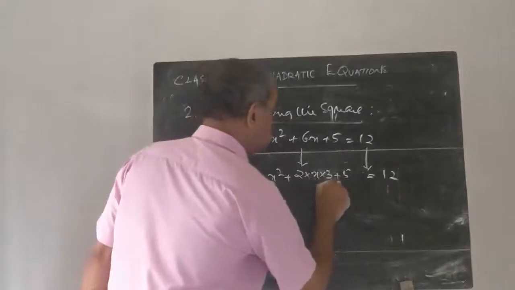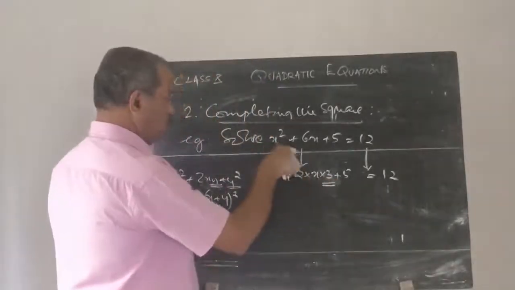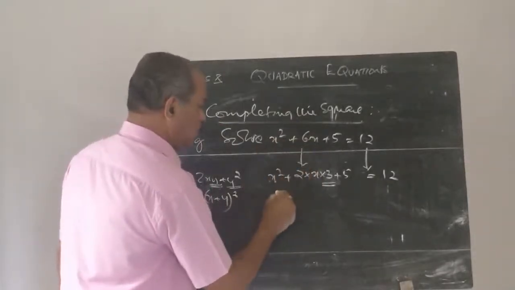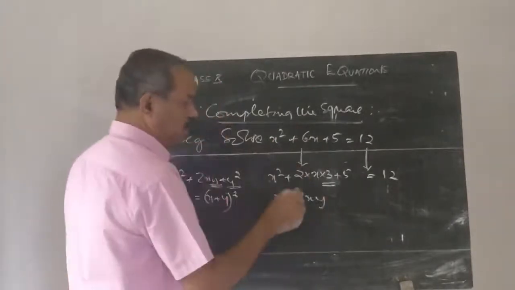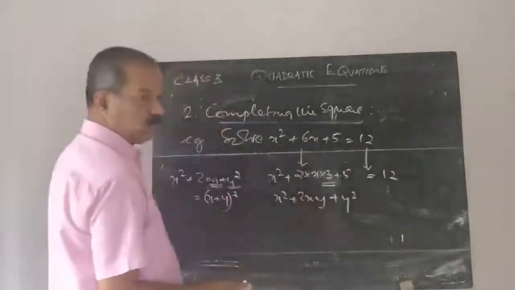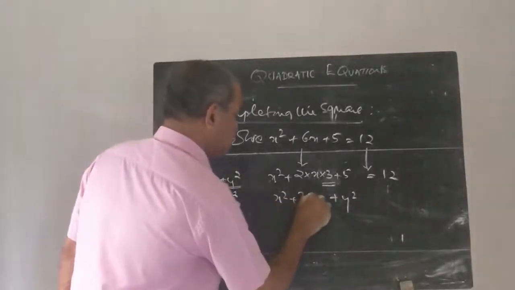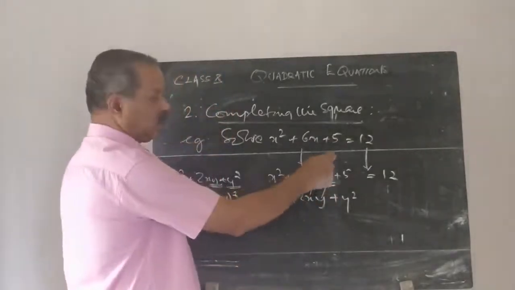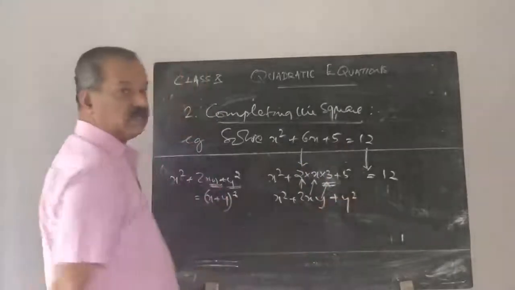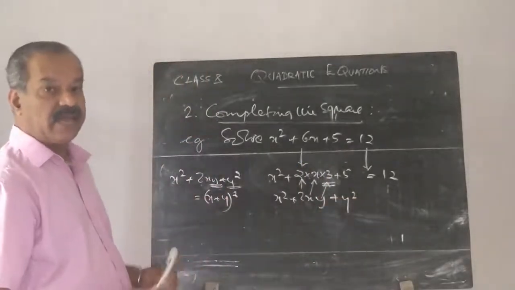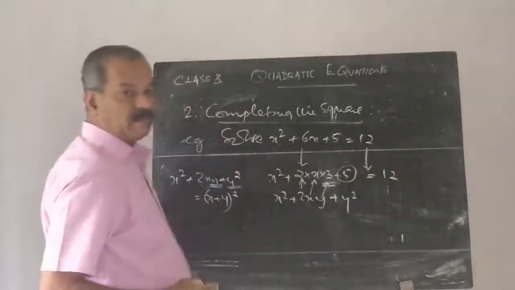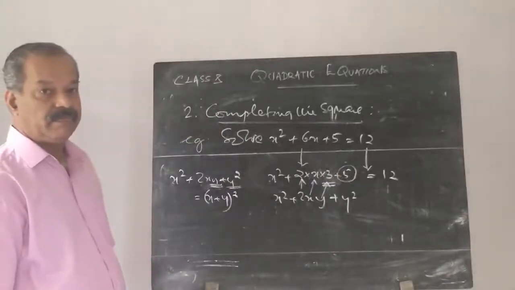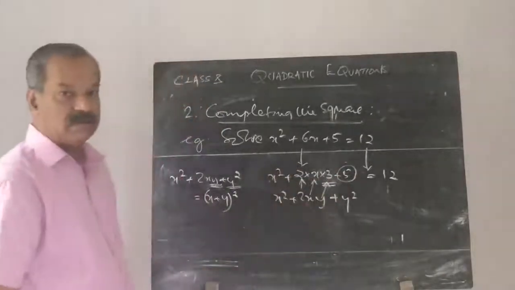So here 3 is the other factor, and 2 is already there, and x is the root of x square. So in x square plus 2xy plus y square, in the place of y we have 3. So what is y square? 3 square, which means 9. But here we have only 5. So we have to change this number to 9. Then we get the LHS as a square.